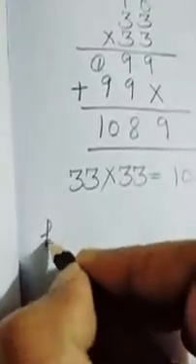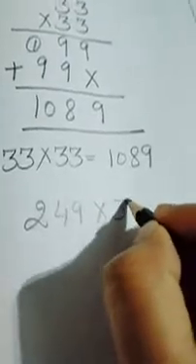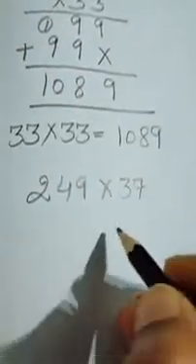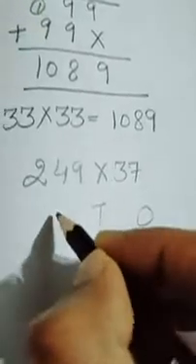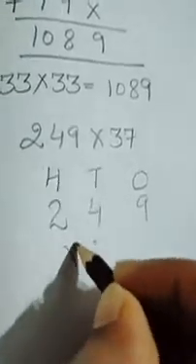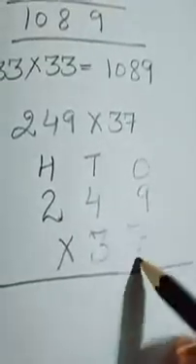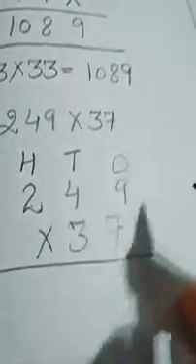What is the H part? That is 249 multiplied by 37. Firstly we will arrange the digits. Here you can see 3 digits are given, so we will write like this. Yes, 249 multiplied by 7, then 249 multiplied by 3. This we will do in our rough work. 249 multiplied by 7. After that 249 multiplied by 3.